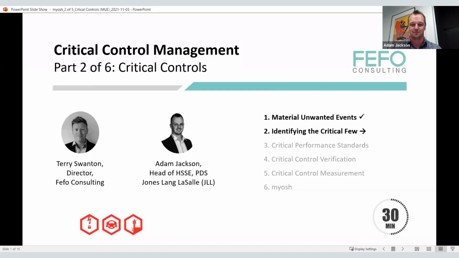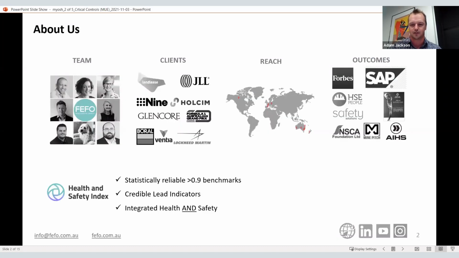So, as you can see on the slide, and as Sarah's just said, this is part 2 of a 6-part series in critical control management. Previously there was a session on identifying material unwanted events. Today we're going to focus on identifying the critical few.